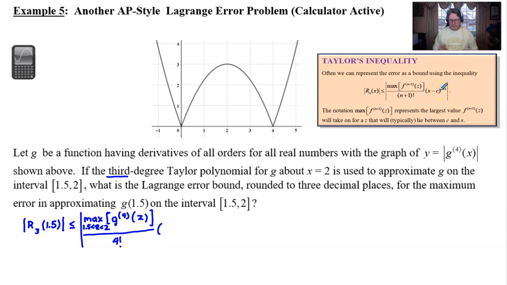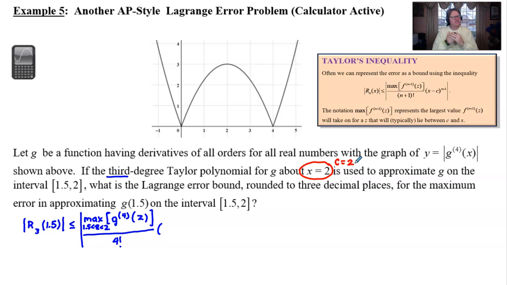Now, I want to be real specific here. My x is the 1.5. Now, I know that that can be confusing because you might be watching this video and wanting to say, wait a minute, Mr. Record, the problem said that x is 2. Well, I know it did. But that's where we're centered, right? So we have to read into that this 2 is really our c value.